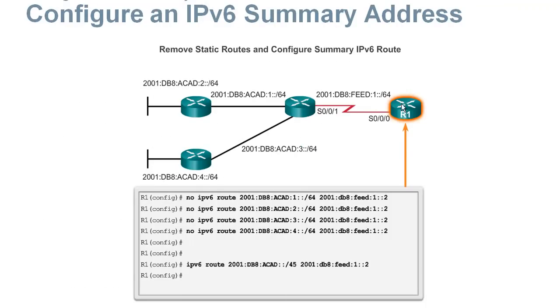So in this case, you've got R1, and here he has DB8:feed, and then he's got a bunch of academics over here. These four academics are all the same, they're all 2001:DB8:academic, and then they differ on the fourth quartet. So what you can do is just drop that, and then just ip route 2001:DB8:academic, then your double colon, and you're only matching 45 bits, and then send it to this target address.